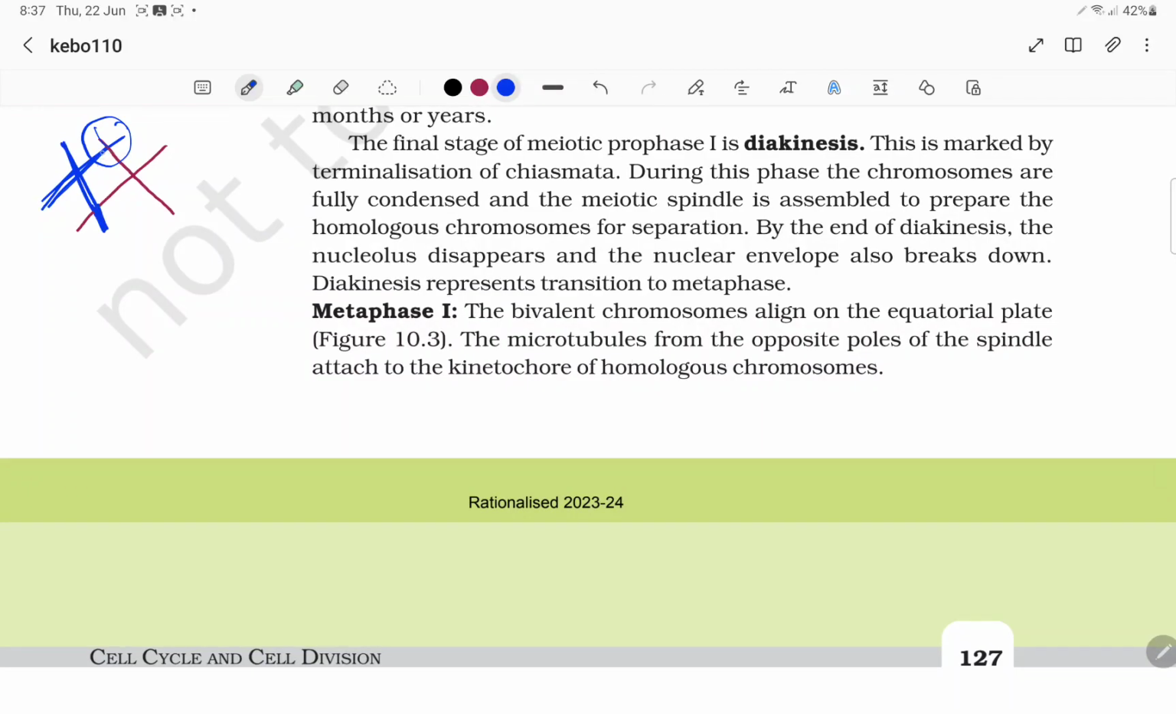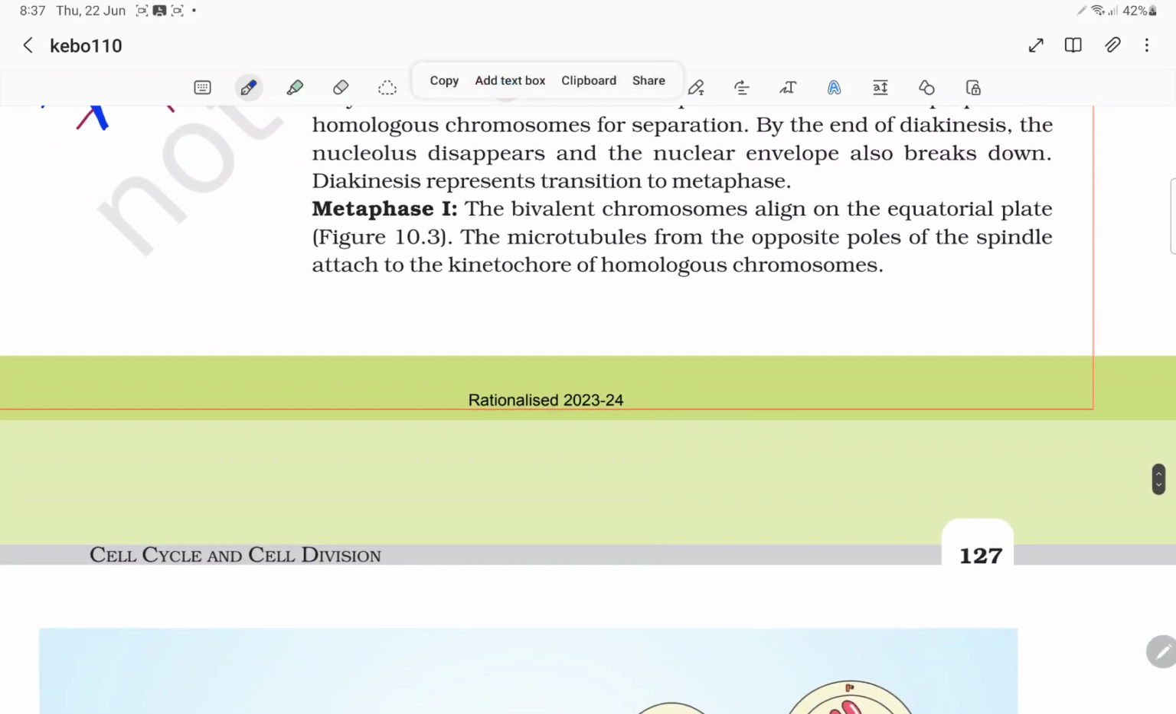Here the breaking of chiasmata will happen, the chromatin material is fully condensed as chromosomes, and the meiotic spindle is assembled to prepare the homologous chromosomes for separation. By the end of diakinesis, the nucleolus will disappear and the nuclear membrane will break, and diakinesis is the transition to metaphase. First, metaphase 1. Now the bivalent chromosomes align in an equatorial plate.